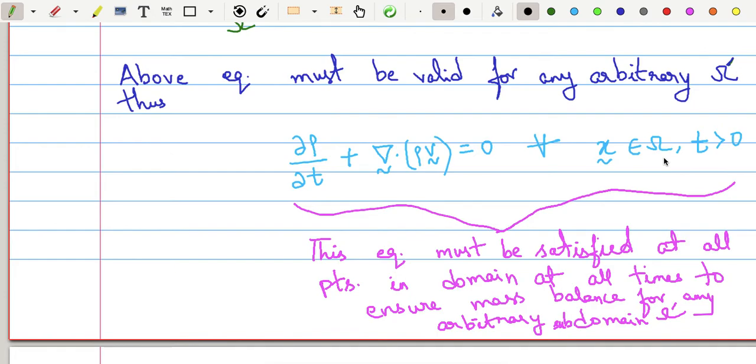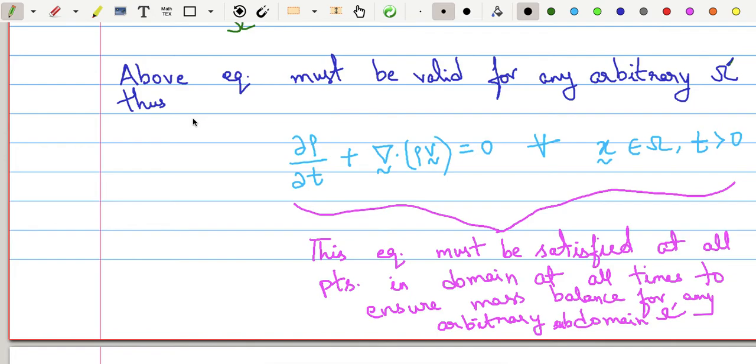At what time must it be 0? Anytime. Every time. At every time. Okay, so this equation must be 0 at all points in the domain and at all times. This is the constraint equation which we get, which has to be satisfied at all points in the domain at all times. If this equation is not satisfied, what is violated? Mass conservation. Mass conservation is violated.